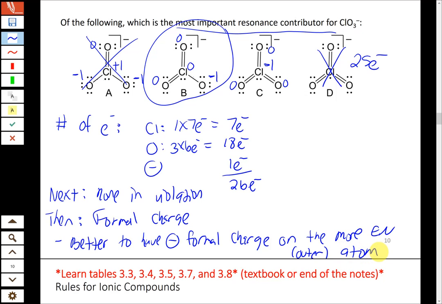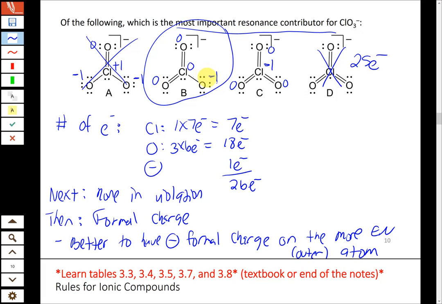Because again, in almost every structure we draw, the least electronegative atom is in the center, the more electronegative atoms are on the outside. So when you have a choice of where to put a negative formal charge, if it must be there, put it on the outside. That's almost always where it's going to be. I think there's maybe a rare exception to that. The only time you'll have a negative formal charge on the central atom is if you have all single bonds and you have no choice but to have a negative formal charge on the central atom.